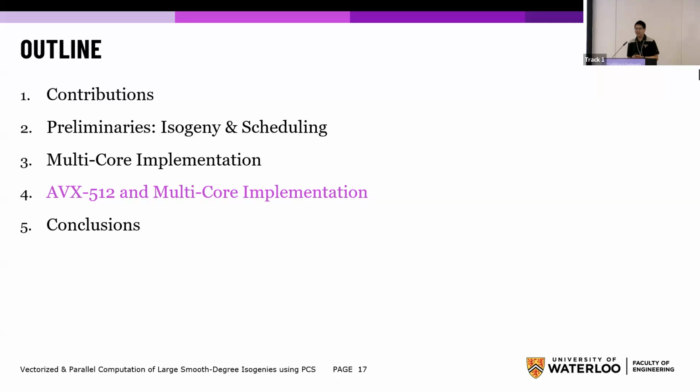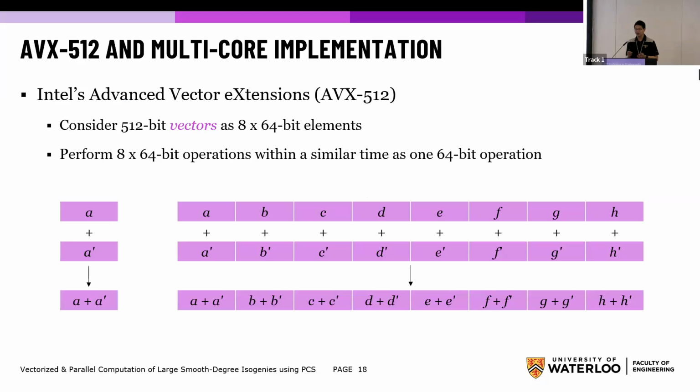The next implementation we will deal with is AVX512 technology. So a quick recap on that. For Intel's Advanced Vector Extension, or AVX512, the instruction considers 512-bit vectors or bit arrays as 8 64-bit elements. The instruction will perform 8 64-bit operations within a similar time as 1 64-bit operation. So here, as a quick example, I showed you how it works using 64-bit addition as an example.